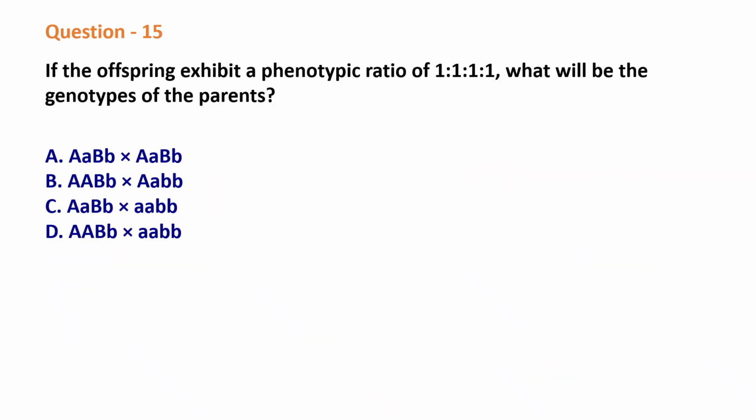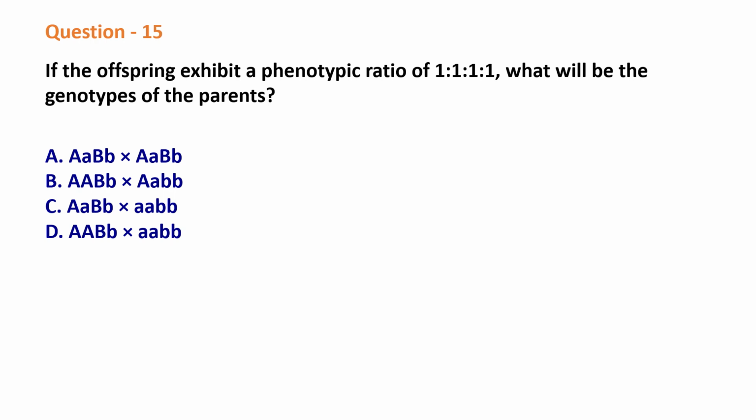Question 15. If the offspring exhibit a phenotypic ratio of 1:1:1:1, what will be the genotype of the parents? You can see here the options as capital A small a, capital B small b crossed with the same capital A small a, capital B small b. That is, all are heterozygous.